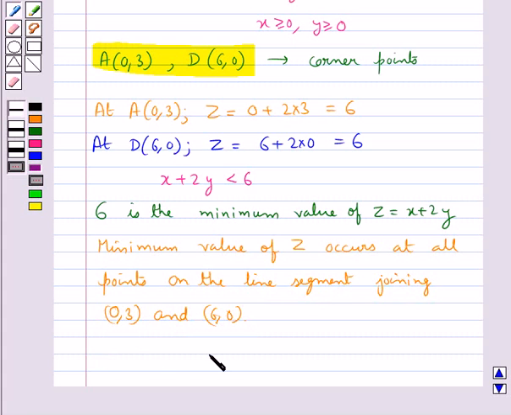This completes the session. Hope you have understood what is a linear programming problem and how we solve the linear programming problem by the corner point method.